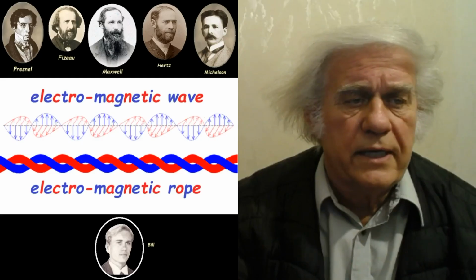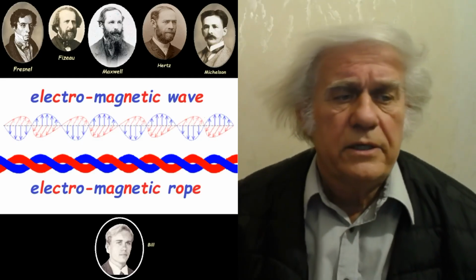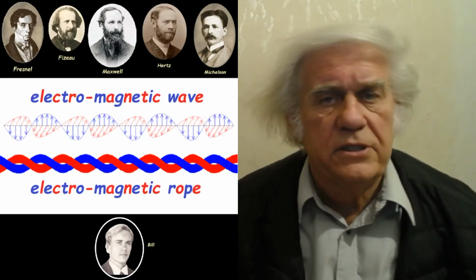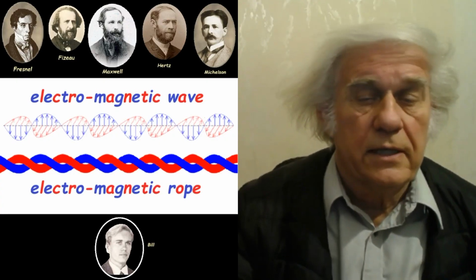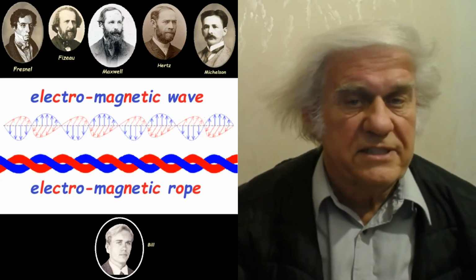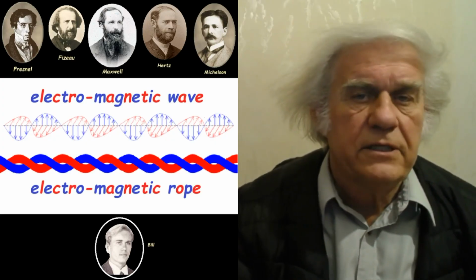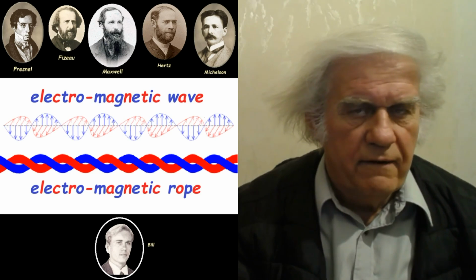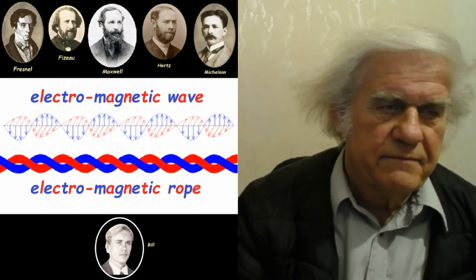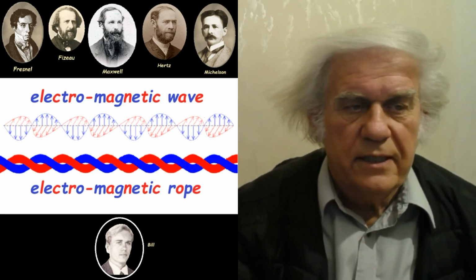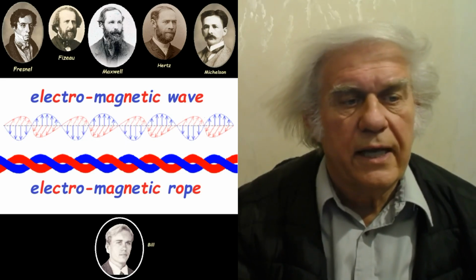So here's the first one, and that's where we started earlier, and that is that we're going to replace the electromagnetic wave with the electromagnetic rope. It's a rope, it's a thing. Not a concept like the wave is. It's not made of fields and vectors. It's made of threads, and so it's different.